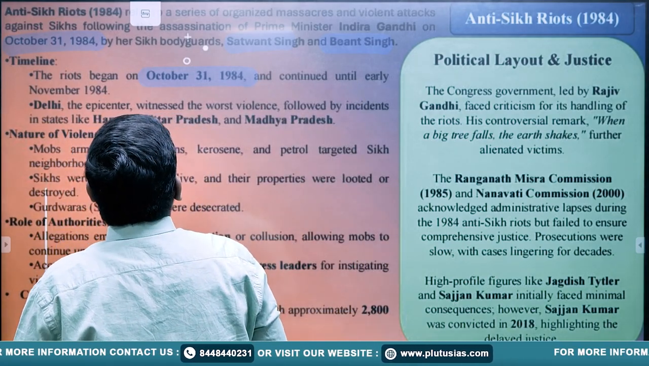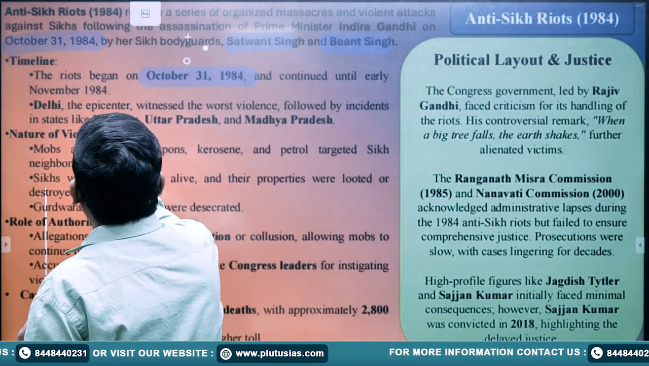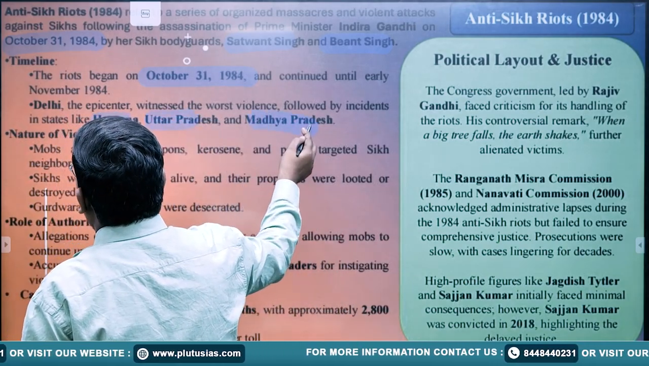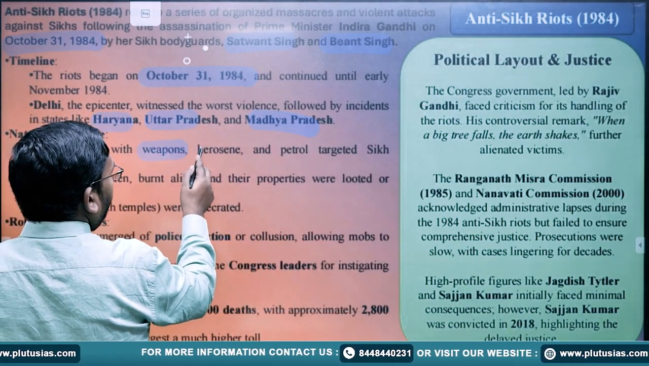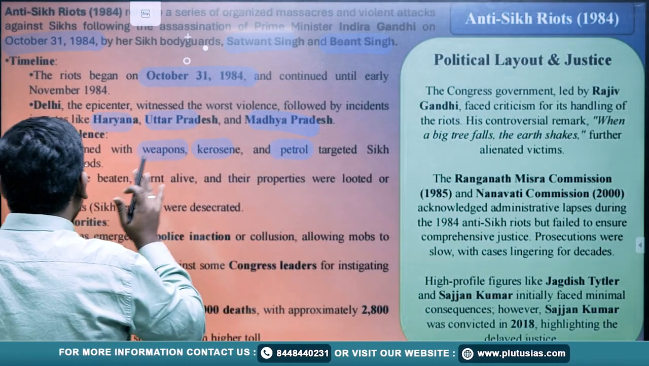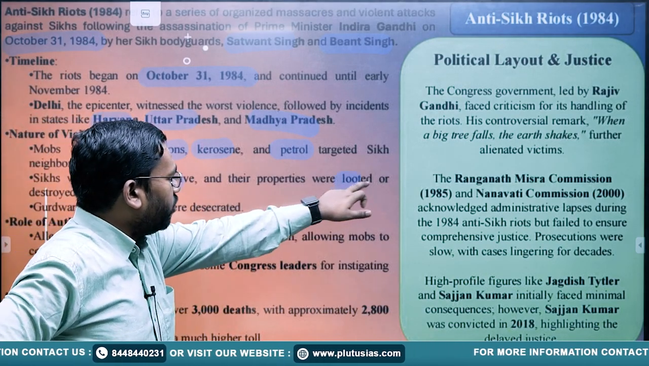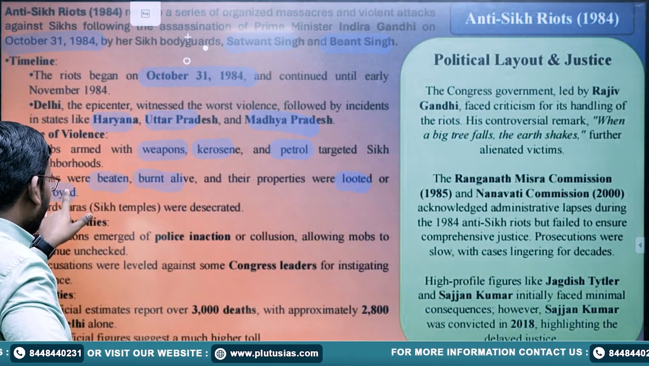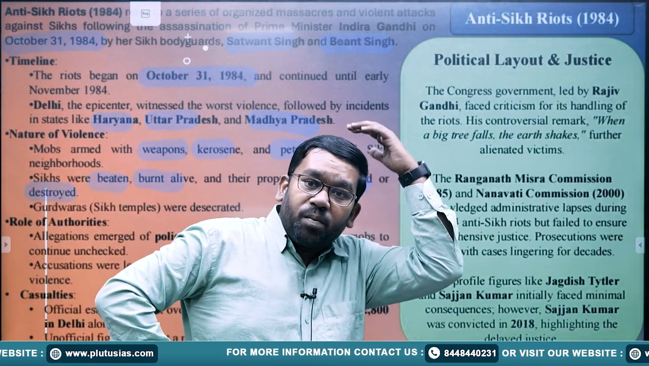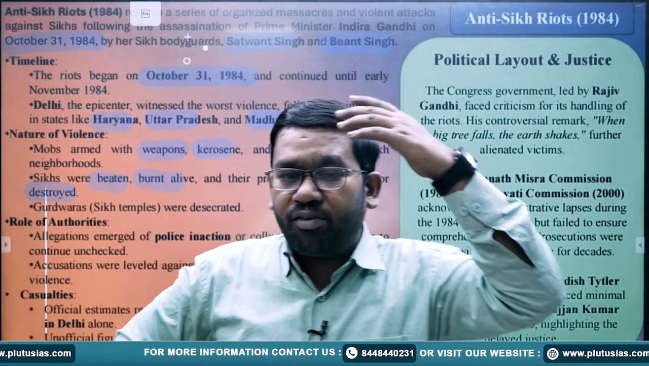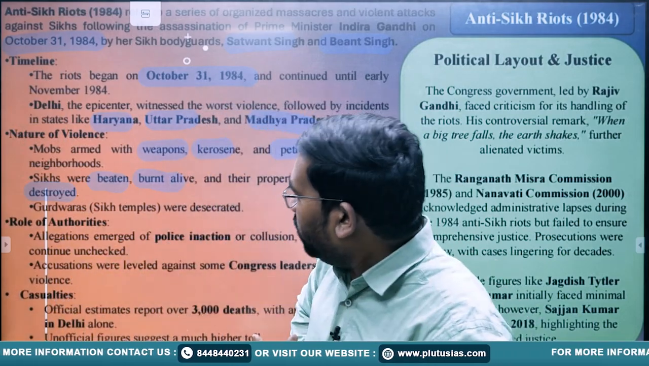Despite the epicenters witnessing the worst violence, followed by incidents in Haryana, Uttar Pradesh and Madhya Pradesh, what is the nature of the violence? Mobs armed with weapons, kerosene and petrol targeted Sikh neighborhoods. Sikhs were beaten, burnt alive, and their properties were looted and then destroyed. Gurdwaras, Sikh temples, were also desecrated. Many Sikh people tried to hide their identity, especially by shaving their heads.